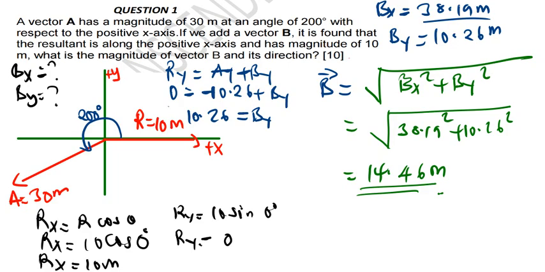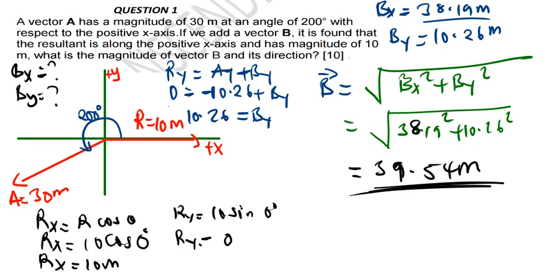So I'm getting 39.5. You are getting 39 point. Let me redo it. Oh, this is 38, right? I punched 30. 38.19 squared plus 10.26 squared. Okay, 39.54. Yes. Okay. 39.54 meters.